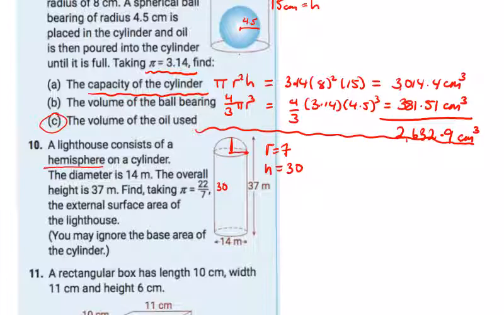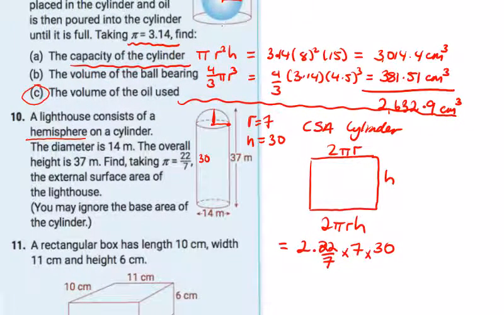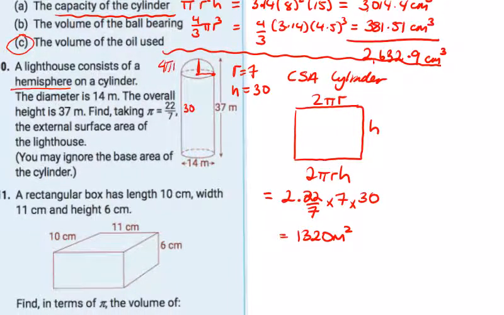Taking pi as 22/7, find the external surface area of the lighthouse. So I'm talking about the curved surface area of the cylinder. Do you remember from before that if we have the curved surface area of the cylinder, 2 pi r is where the circle wraps around, and the height is here, so it's 2 pi r h. So the curved surface area is 2, by 22/7, by the radius, by the height, and you can see here the 7's cancel, so we're going to get 2 by 30 by 22, which is 1320 meters squared.